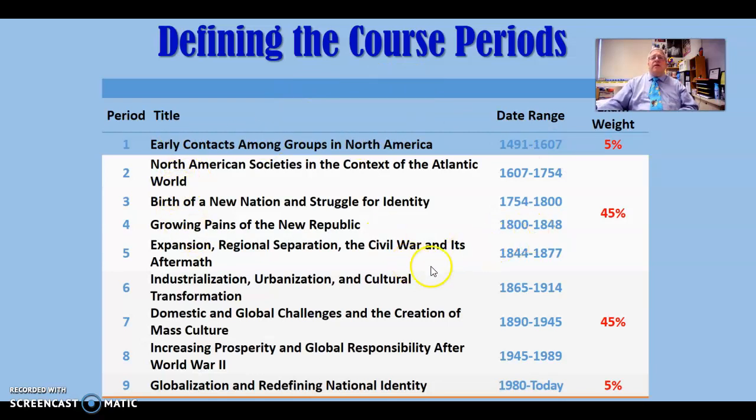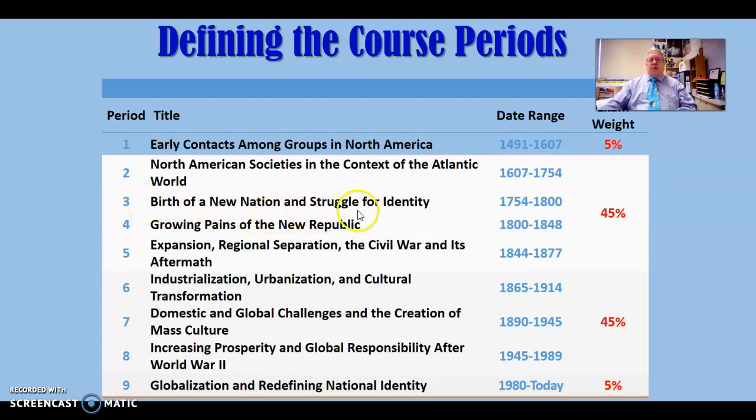Okay, the next 4 time periods, 2, 3, 4, and 5. We have North American societies in the context of the Atlantic world, 1607 to 1754, which pretty much takes us up to the French and Indian War from the colonial era.